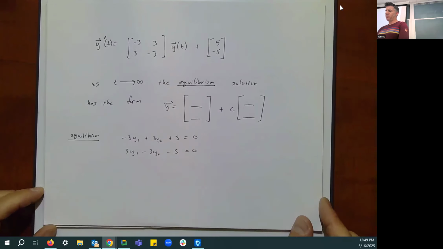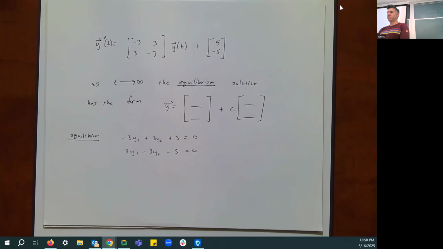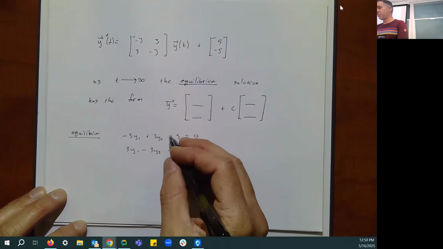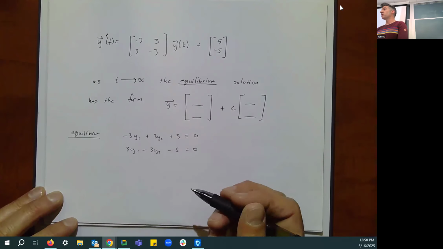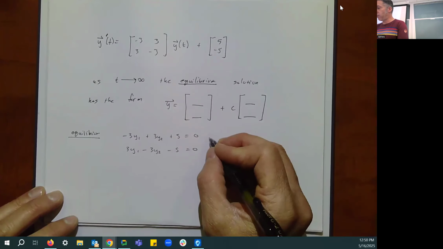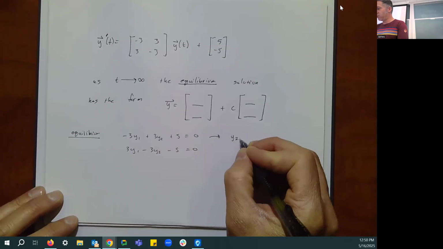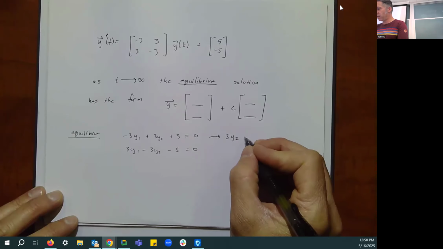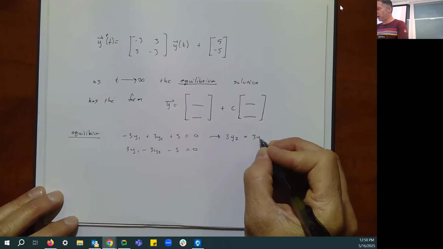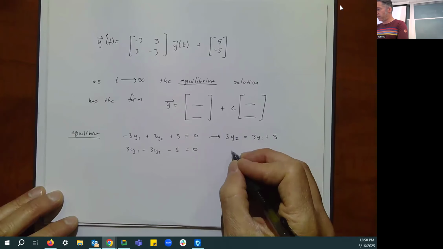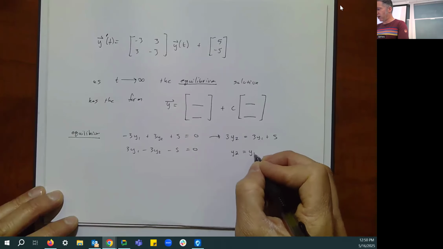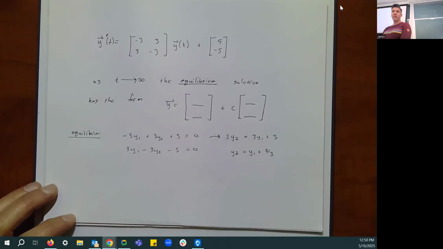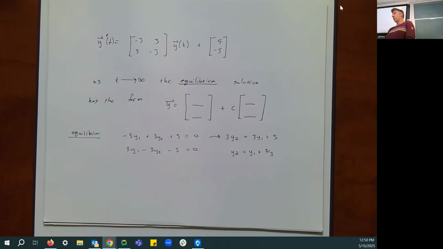So what this means is we have multiple equilibriums, because there are many, many solutions to this equation. So if I solve for y2, we've got y2 times 3 equal to 3 times y1 plus 5, or dividing by 3, y2 equals y1 plus 5/3. So this is an equilibrium for any choice of y1.